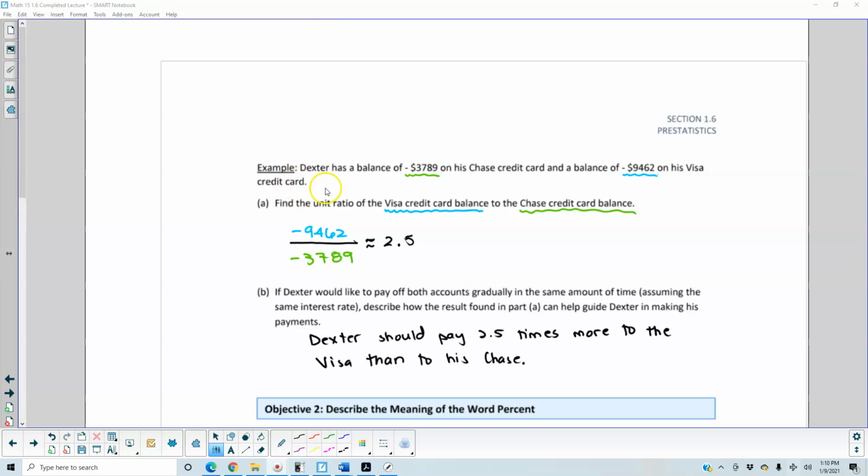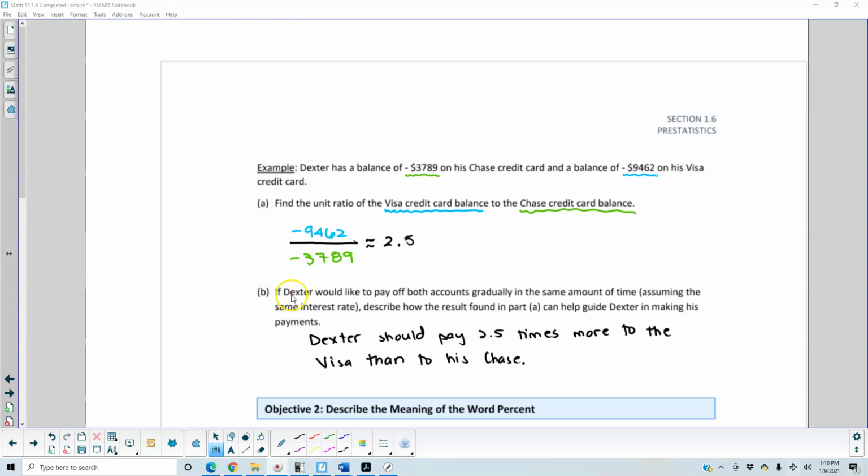Next example. Dexter has a balance of negative $3,789 on his Chase credit card and a balance of negative $9,462 on his Visa credit card. In part A, it says find the unit ratio of the Visa credit card balance to the Chase credit card balance. So we have negative 9,462 divided by negative 3,789, which gives us approximately 2.5.